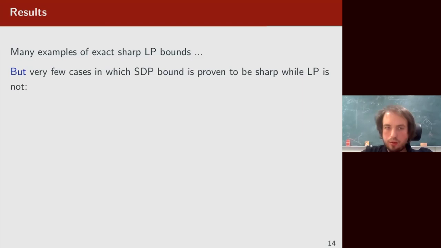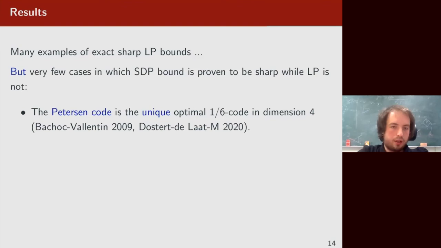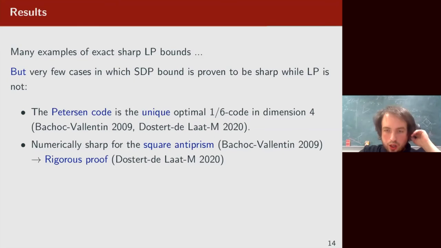There was an example pointed out by Bachoc and Vallentin, which is the Petersen code in dimension 4. They proved that this was a unique optimal configuration, but the way they did it was not very general, it was very specific. They really tried to round these matrices in some special case. And here with our method, we can reprove this result in a more direct way in some sense. Then they also mentioned that their bound was numerically sharp for the square antiprism I showed you before, but they couldn't prove the uniqueness with their method. So here we reprove this with an optimization method and very little geometry, but still with some geometry.